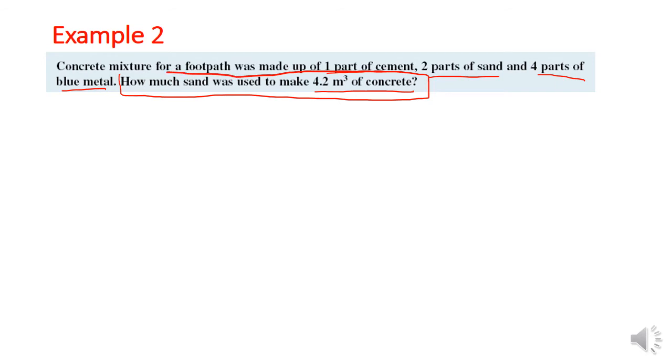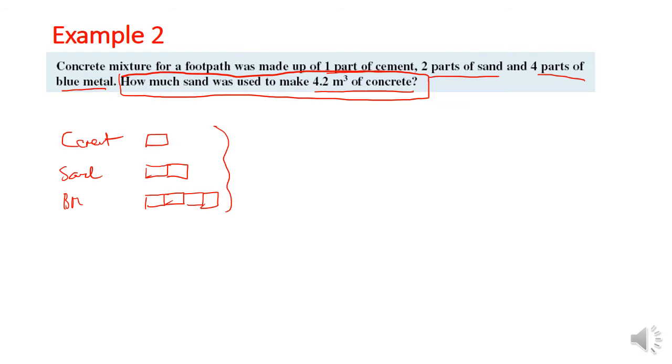So also in the question they give us some important information, that is the 4.2 cubic meters of concrete. So we've got the cement, and I'll put that there, cement. We've got sand, and we've got the blue metal. I'll just put BM for blue metal. So it's 1 part of cement, which we can just put with our bar, and 2 parts of sand, and then there are 4 parts of blue metal. So we can draw those 4 parts here.